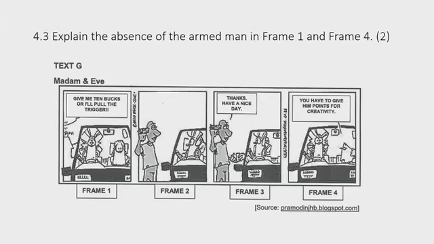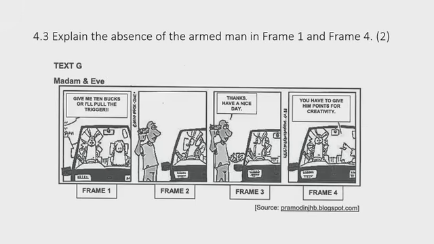Here we have another cartoon. It's a Madam and Eve one. So when we see Madam and Eve, we know we're always going to be getting satire. So we hear a voice coming from outside of frame 1, and it says, "Give me $10 or I'll pull the trigger." And being South Africans, we assume immediately, this is a hijacking. They want to steal the person's car. But then, in the second frame, we see a man, and he's not holding the gun to the women in the car.